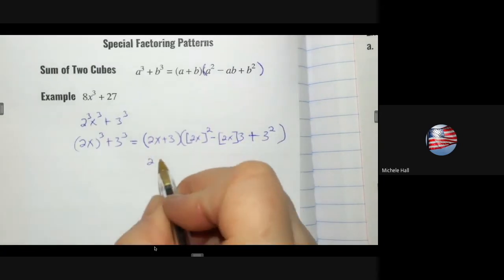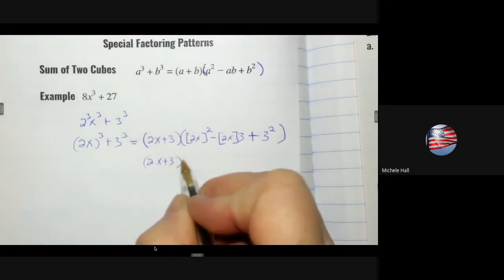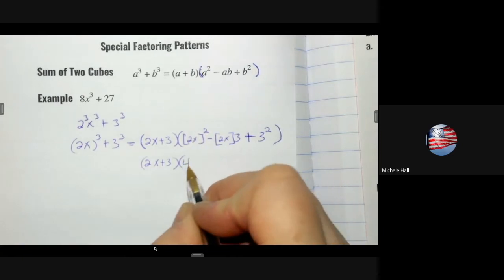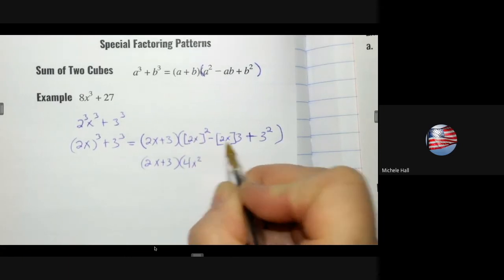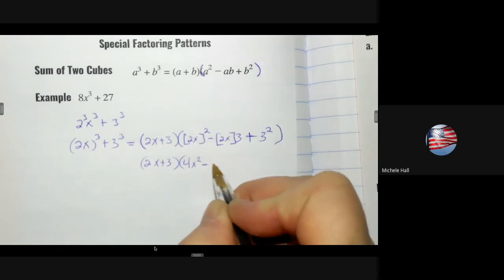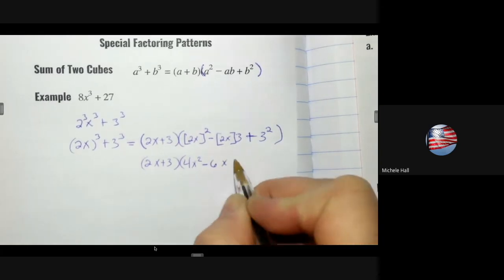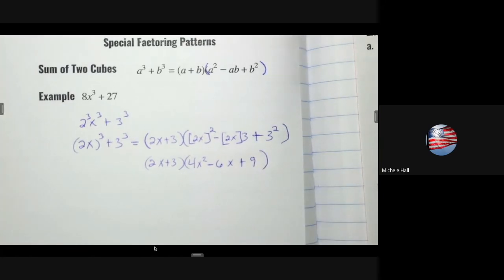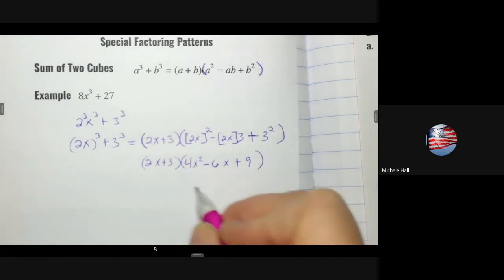So we have 2x plus 3 times 2x squared is 4x squared, minus 2 times 3 is 6, so minus 6x, and 3 squared is plus 9. Now we do need to make sure that we are completely factored. Will this factor anymore? It is a degree 2. And so you should always check to make sure that you're completely factored.